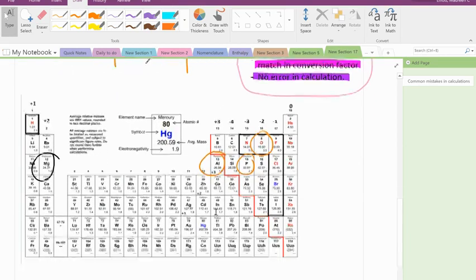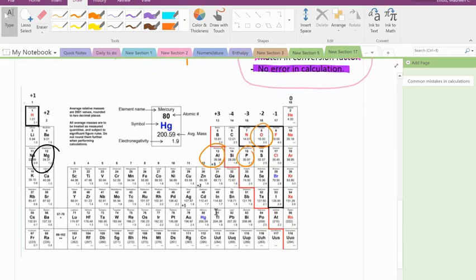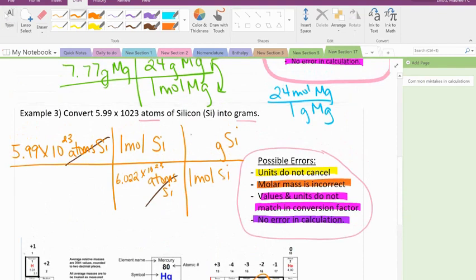So I'm going to move down to my periodic table here, and I'm going to look for silicon. Silicon is right here, and silicon has a mass of 28.09, so I'm going to round that to a whole number, which is 28 grams. If I've done this correctly, moles and moles cancel. I have my final unit on top, which is grams of silicon. So now it's set up correctly.